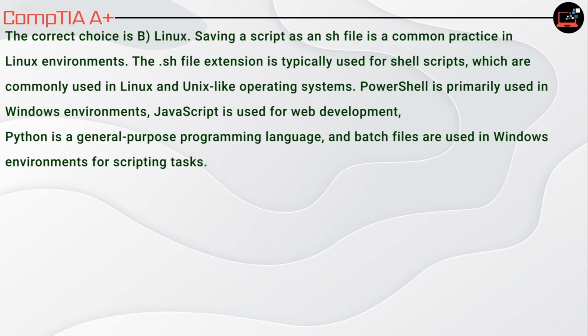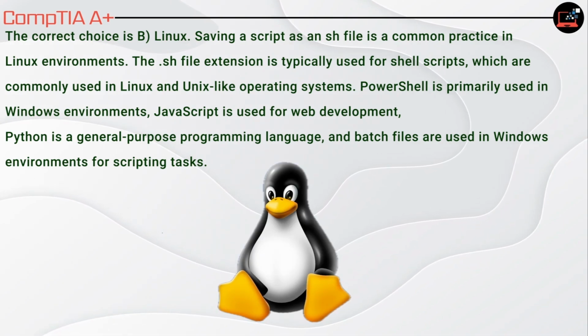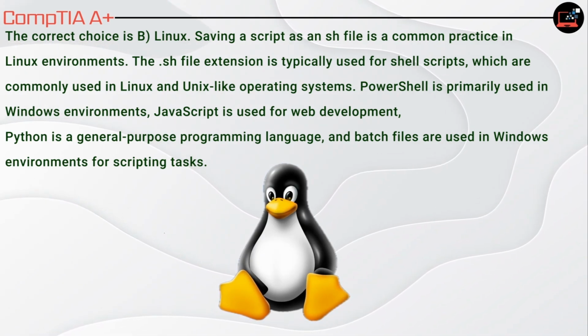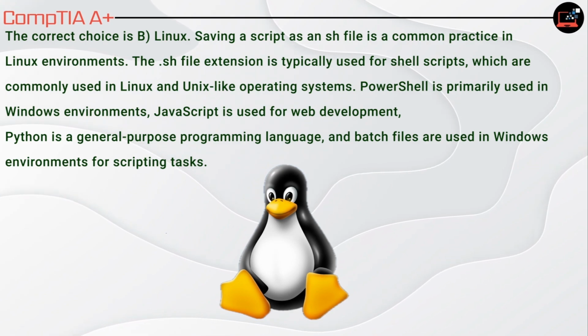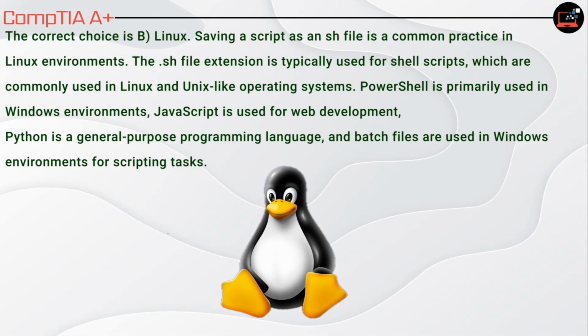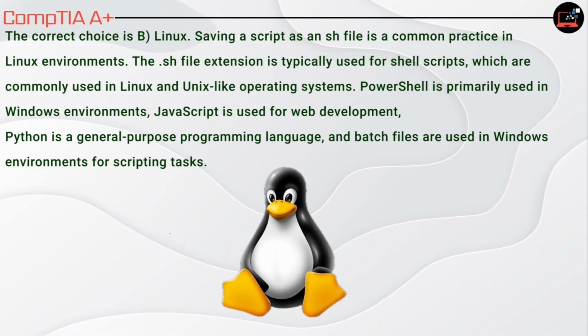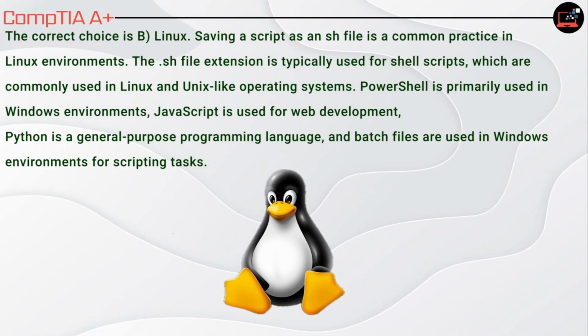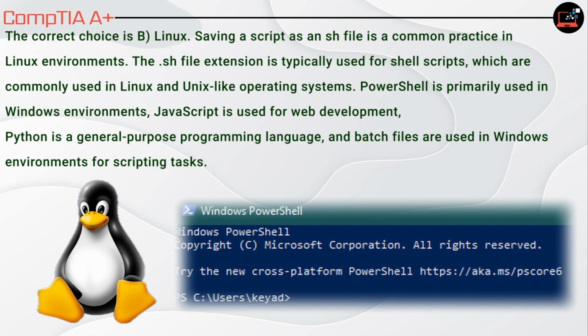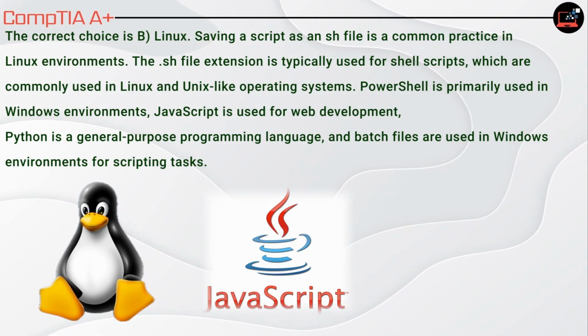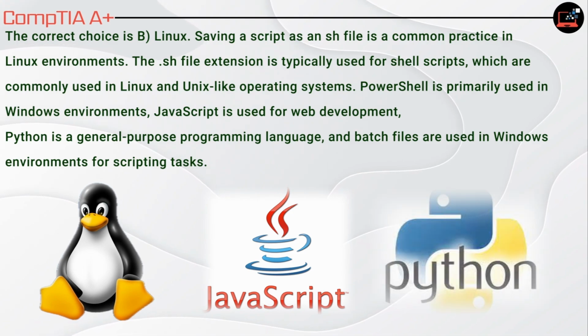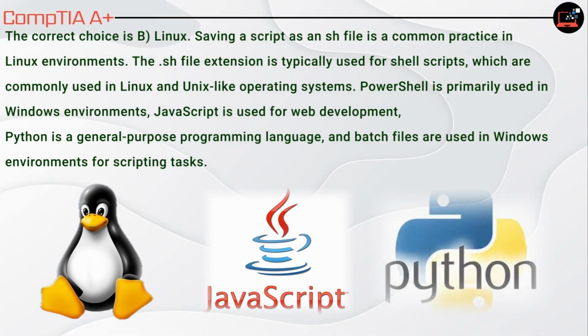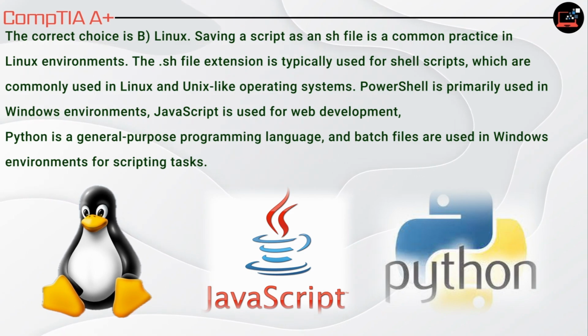The correct choice is B. Linux. Saving a script as an .sh file is a common practice in Linux environments. The .sh file extension is typically used for shell scripts, which are commonly used in Linux and Unix-like operating systems. PowerShell is primarily used in Windows environments. JavaScript is used for web development. Python is a general-purpose programming language, and batch files are used in Windows environments for scripting tasks.